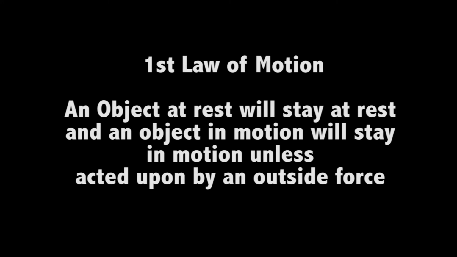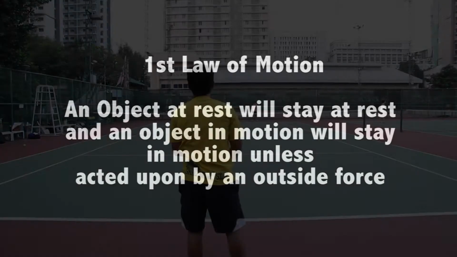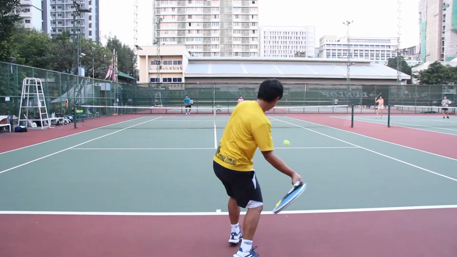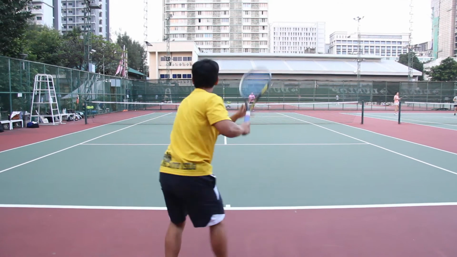The next part is the first law of motion, which is: an object at rest will stay at rest, an object in motion will stay in motion unless acted upon by an outside force. The first law of motion is affected by a total of 4 different factors.